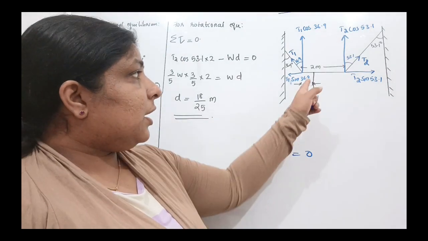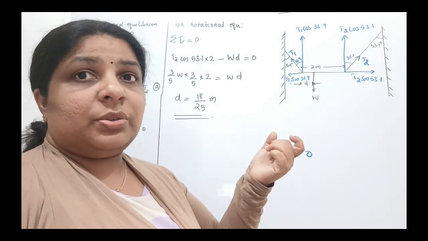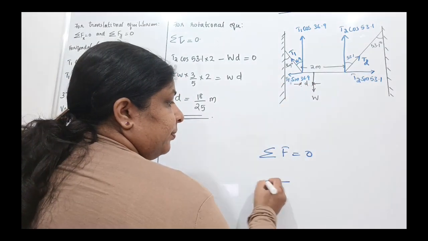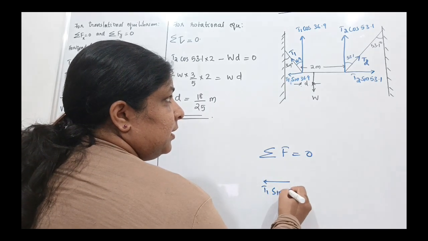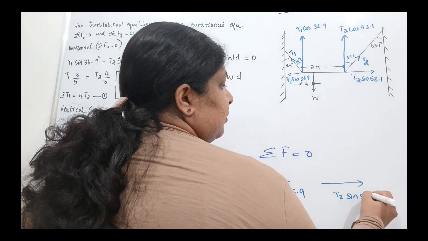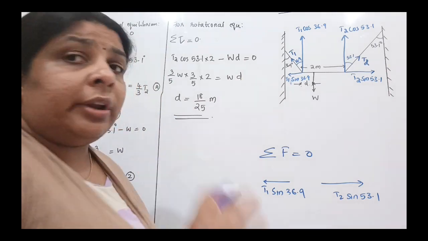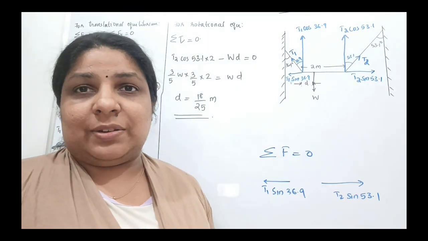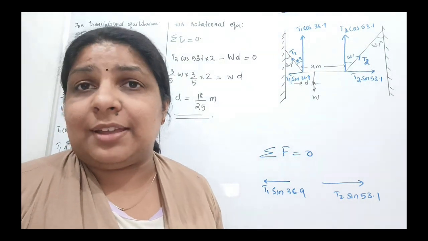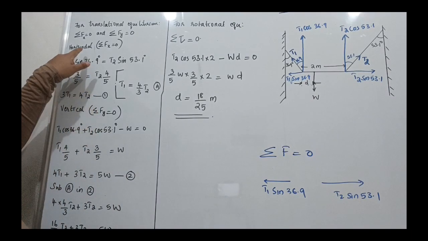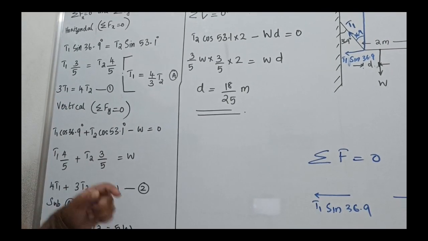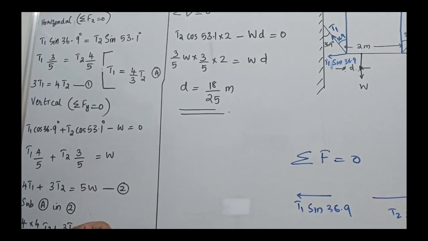Here when you check, the forces are T1 and T2 which are resolved. So those forces will come: T1 sin 36.9 and T2 sin 53.1. These are the only two forces acting in the horizontal direction. So sum of all forces in the horizontal direction to be 0, that is the first condition I am taking.